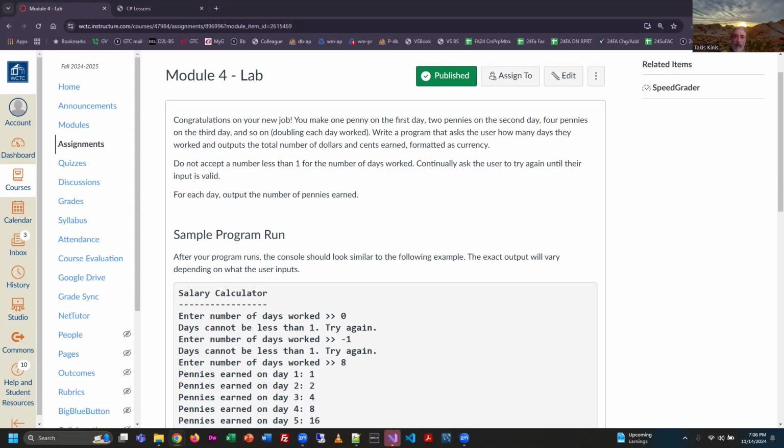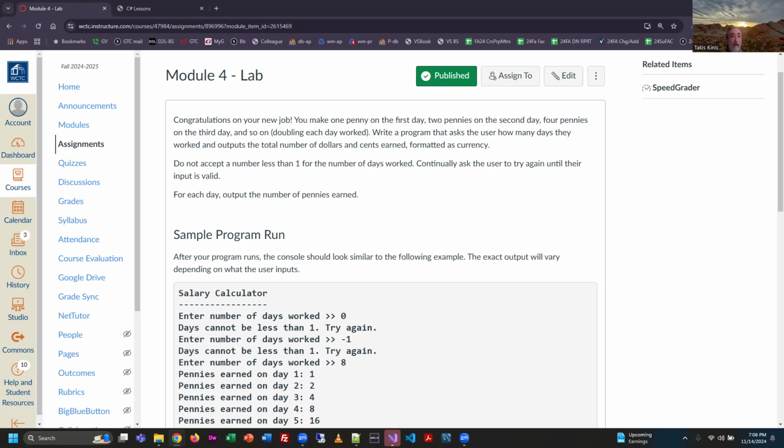Welcome, everybody. We're going to be working on both the lab exercise and the assignment here tonight. Our goal is basically to code through these. As is pretty typical for when we're doing this, I'm going to read through the description and then we'll start building the code. It says, congratulations on your new job.